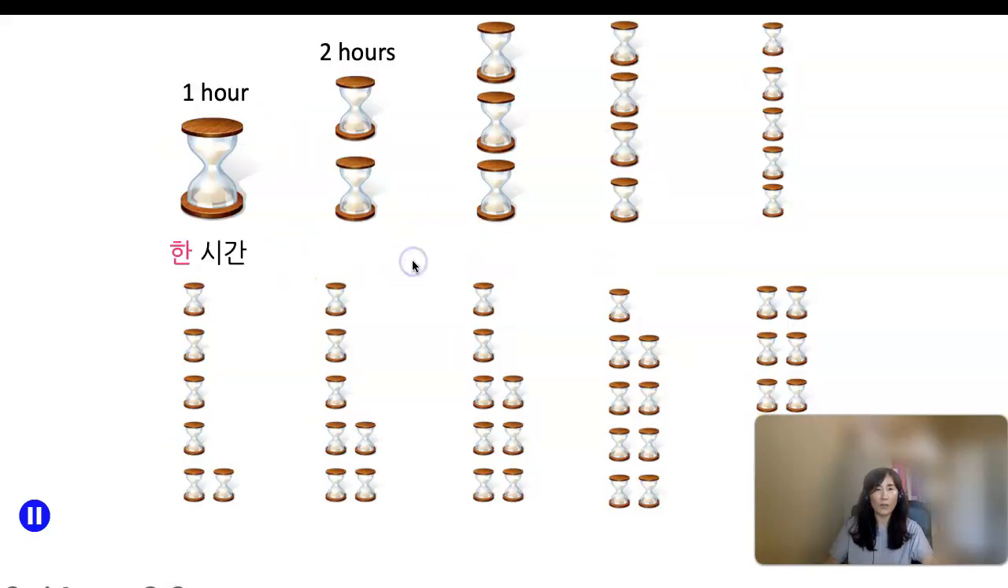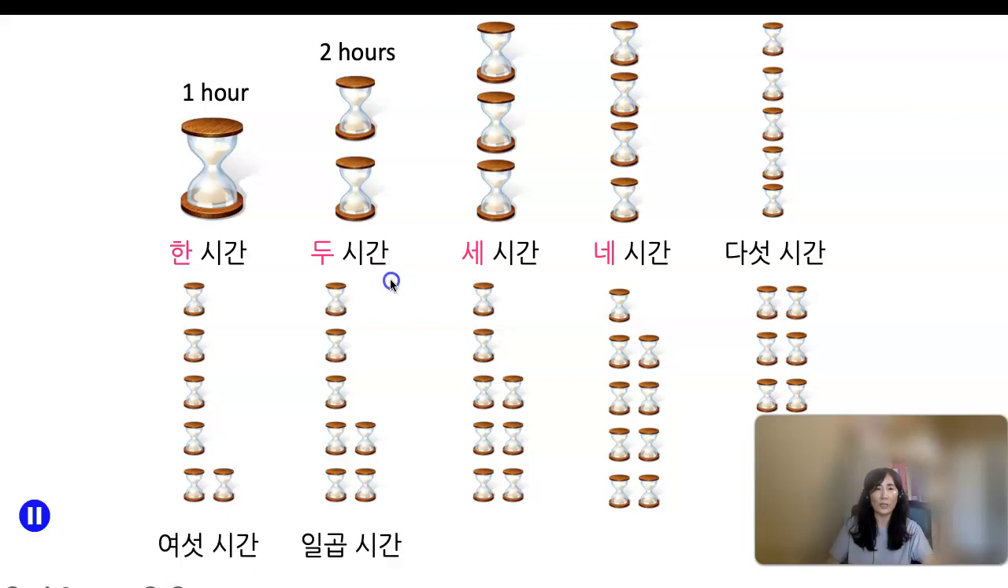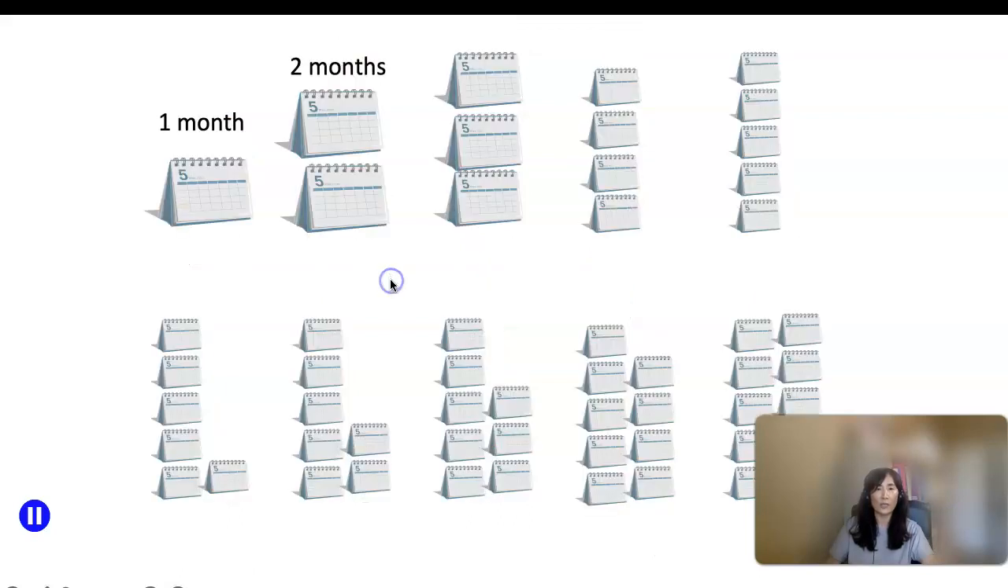For hour, the counter is 시간. For 1 hour, 1시간, 2 hours, 2시간, 3시간, 4시간, 5시간, 6시간, 7시간, 8시간, 9시간, 10시간. Month, month is 달. Goes on.